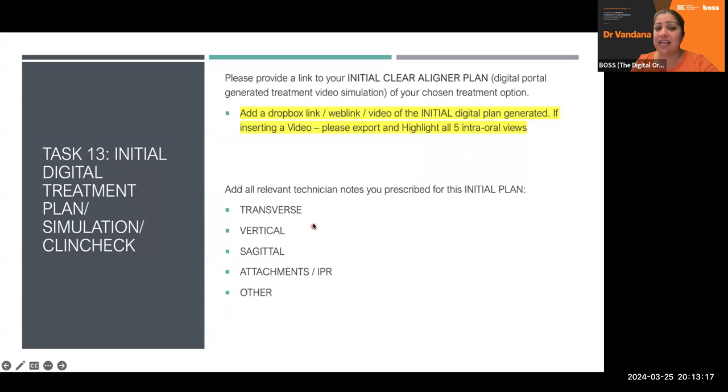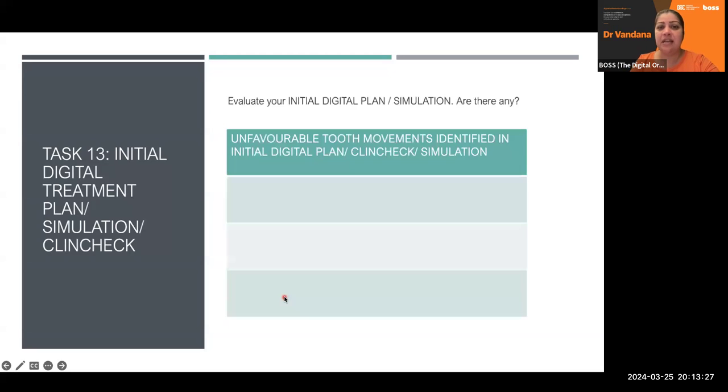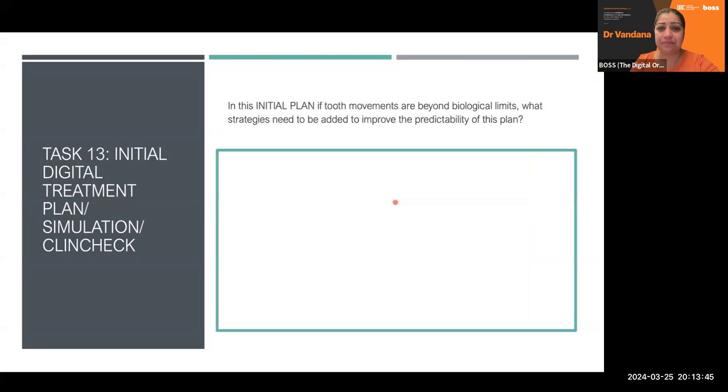And you just have to tell us what notes you gave the technician. So transfers, what did you ask the technician to do? Vertical, sagittal, attachments, other. Okay, we just want to know your technician notes. Now, after that initial plan came back, what did you see here? What were the issues? Because it's very rare we're going to accept that plan. In fact, I can't remember ever doing that. So there must be some modifications that you made, and you need to write down what they were.